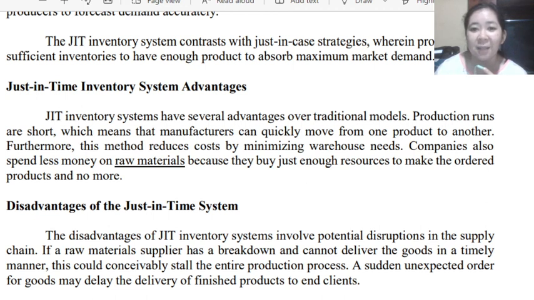A sudden unexpected order for goods may delay the delivery of finished products to the end clients. So those are the disadvantages of our just-in-time system. This video lecture is until this topic only. We will continue the next part of the just-in-time system in the next video lecture.